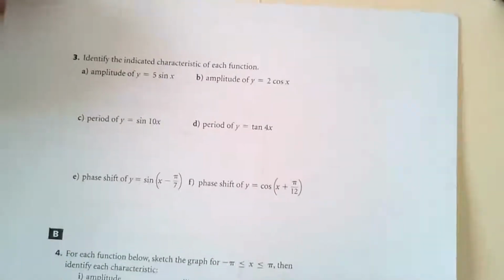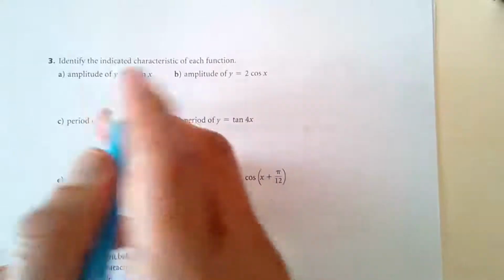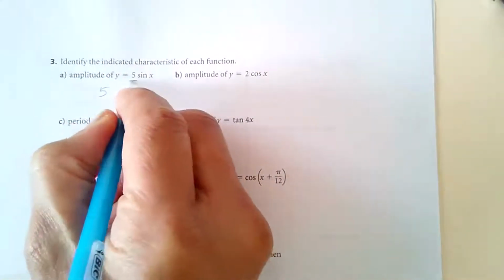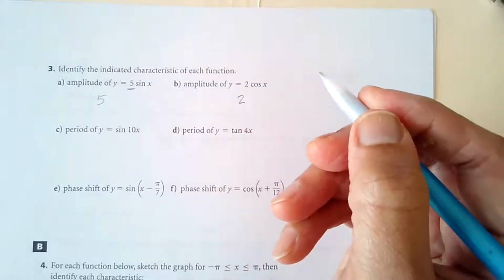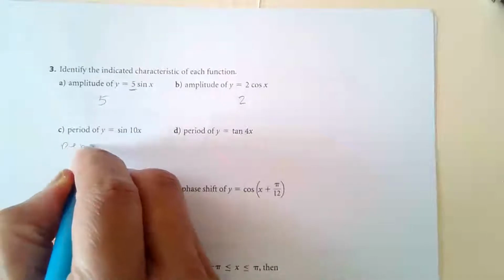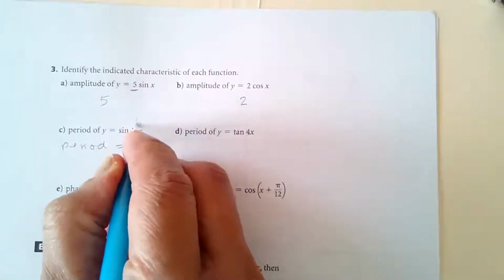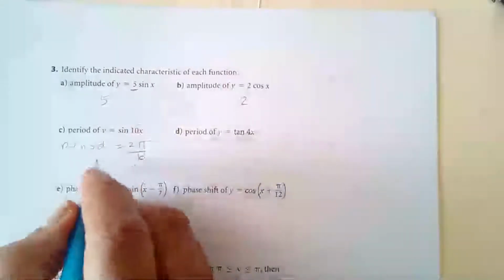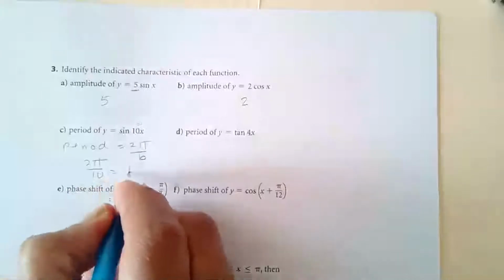Going through some of the assignment questions. 3, the amplitude. Identify the amplitude. The amplitude here is 5. The amplitude here is 2. It's basic ones. The period here, remember period is 2 pi over b. So this is your b here. So this is 2 pi over 10, which is pi over 5.